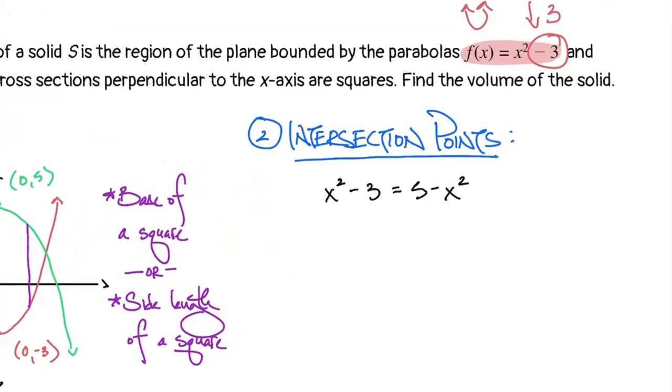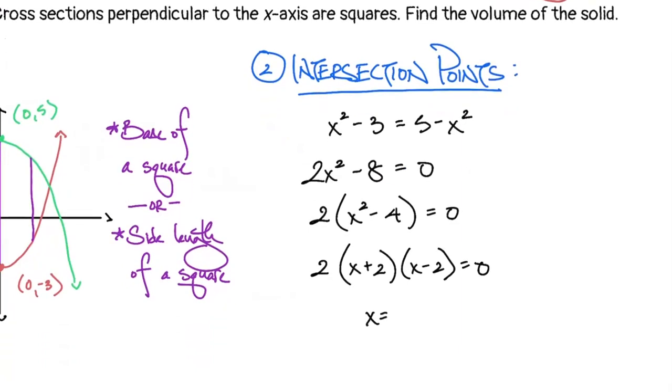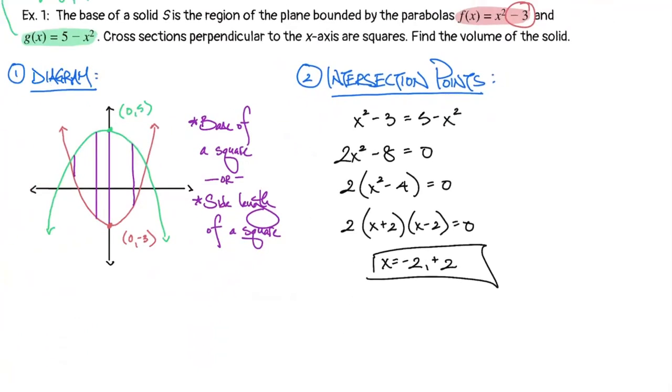I see the quadratic. I think, ooh, I better not divide by anything. I'm going to move everything to one side, set it equal to 0, and factor. So I'm going to get 2x squared minus 8 equals 0. Good. I see a greatest common factor. I'm going to pull out a 2. So I get 2 times x squared minus 4 equals 0. And that will factor into x plus 2 times x minus 2 equals 0. And we'll get x equals negative 2 and x equals positive 2 for our intersection points.